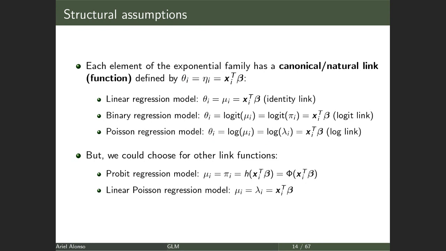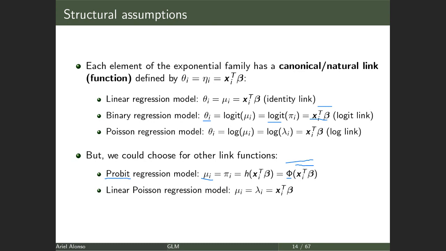Now, you can use other links as well. For instance, if you're dealing with binary data and you use the probit link, then you are modeling mu as the cumulative distribution function of a normal evaluated at the linear predictor. And that is no longer the canonical link, because this is not the link you use if you want to model theta directly as equal to the linear predictor. For that, you need to use the logit. In that case, theta will be equal to this. In this case, theta will not be equal to the linear predictor.